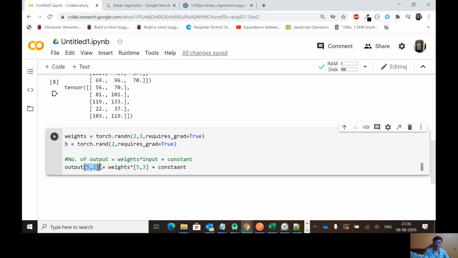Now, if we want to get this 5 by 2, how do we do that? We have to make this in such a manner that the dimensions match. Now, how do we do that? So these are the columns and these are the rows. Just a minute, I'll showcase that also.